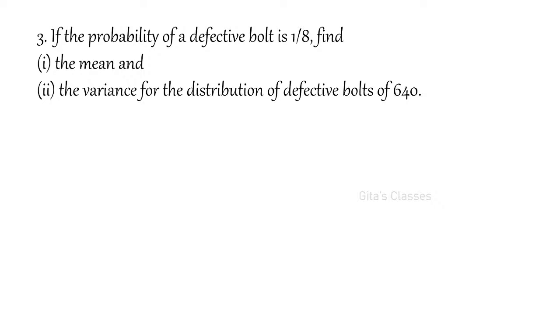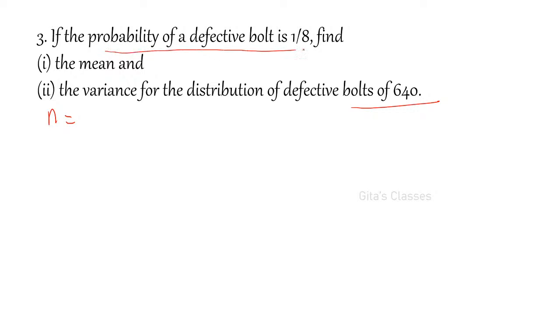If the probability of a defective bolt is 1 by 8, find the mean and the variance for the distribution of defective bolts of 640. Tell me what are all given now. What are all the values given? N is what? Tell me what is the value of n. N, and what else is given?